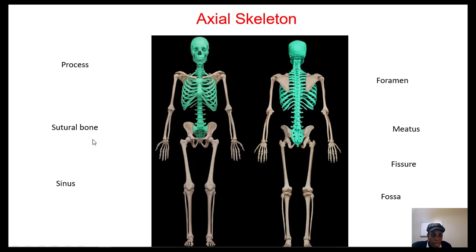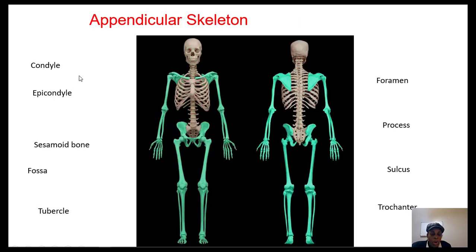So what else? The sutural bone. Between the sutures, like the coronal suture, lambdoid suture, sagittal suture, squamous suture, we have pieces of bone called sutural bones. It's different than a sesamoid bone. The sesamoid is a bone that grows within tendons. For example, the patella. What about the condyle?